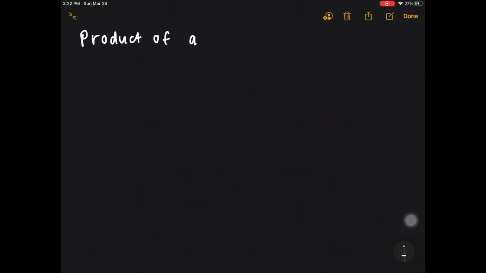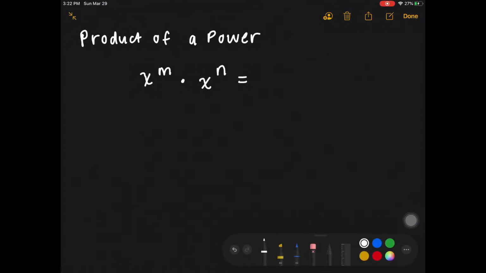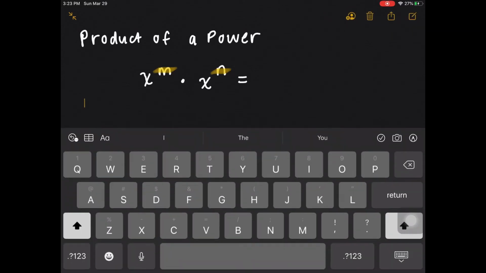So in this case, we're going to be looking at what we do when we multiply different variables that have different powers. So if we were given a problem that looked something like this, x to the m power times x to the n power, how could we solve this? So essentially what this means here is we're just looking at m and n as 2 different numbers. So you have x being multiplied by 2 different numbers.